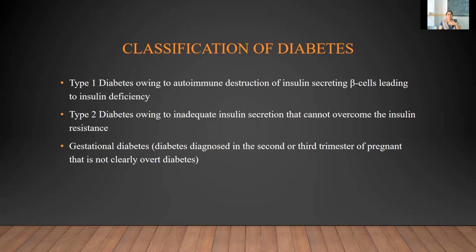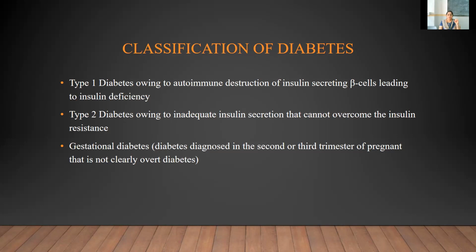Here, the body itself is having a problem. There is an autoimmune destruction of the beta cells. So what is happening? Insulin is not produced at all. That is type 1 diabetes. Next is type 2 diabetes, which develops later on, at a later age, owing to inadequate insulin secretion. Insulin is secreted but not adequate enough, so that cannot overcome the insulin resistance.